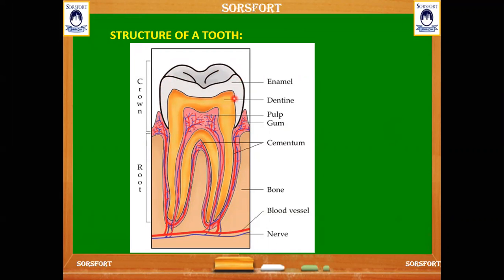And here comes the next part, dentin. This is the dentin part which connects the tooth and the root. It is the joint between the crown and the root part of a tooth. This yellow part we call dentin.